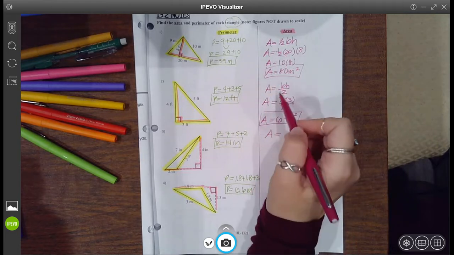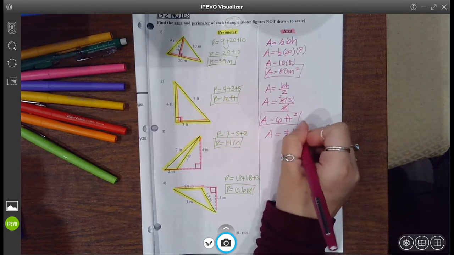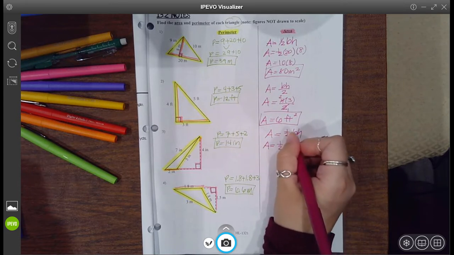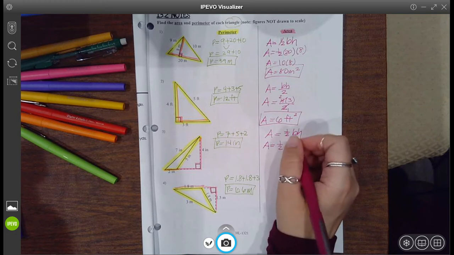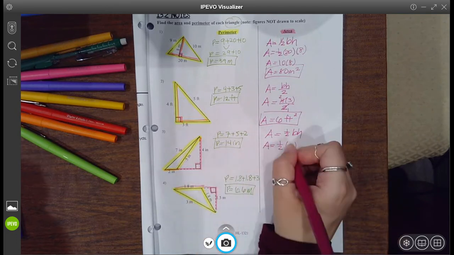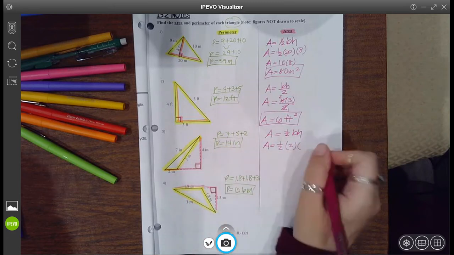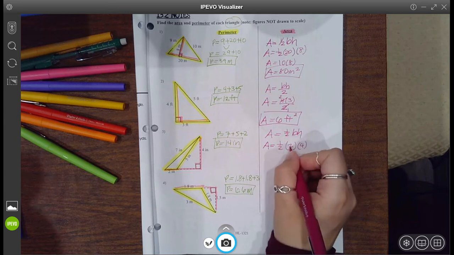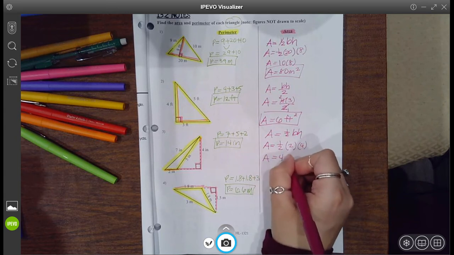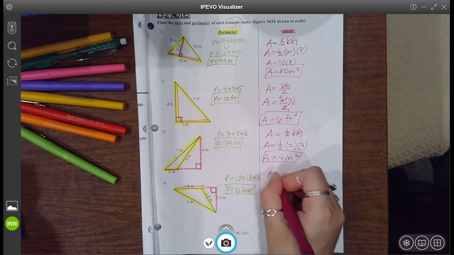All right, now you pick. Do you like this equation or this equation better? Doesn't matter. Let's try this one. You still should get the same answer, no matter if you did 1/2 base times height or base times height divided by 2. What was your base? Your base is that 2. What's your height? Right here, that box connects your base to your height. Your height was 4. Half of 2 is 1. 1 times 4 is 4. And it's inches squared.